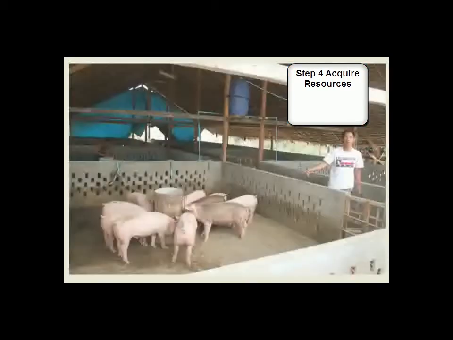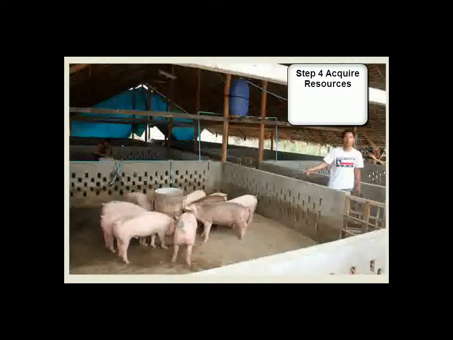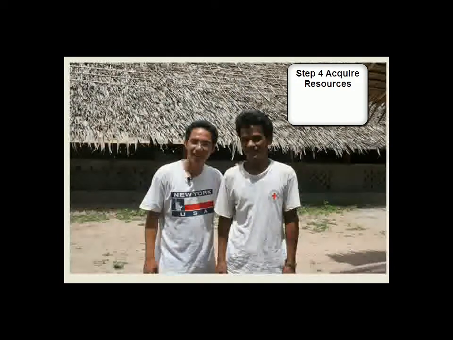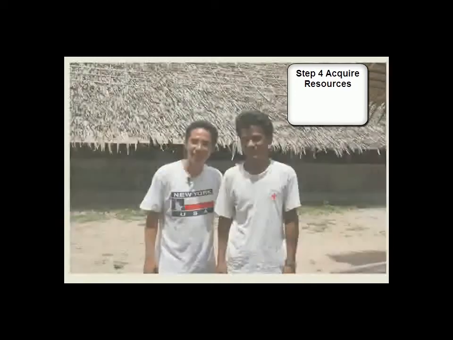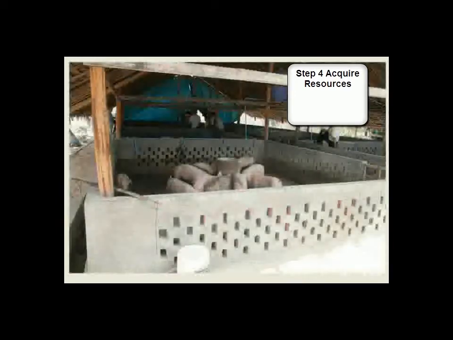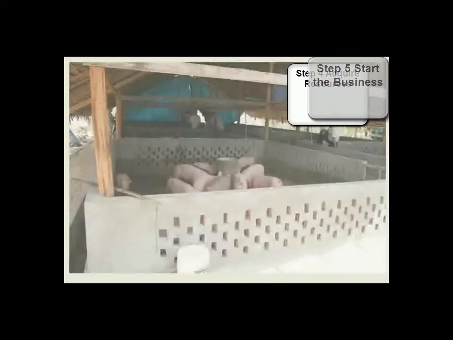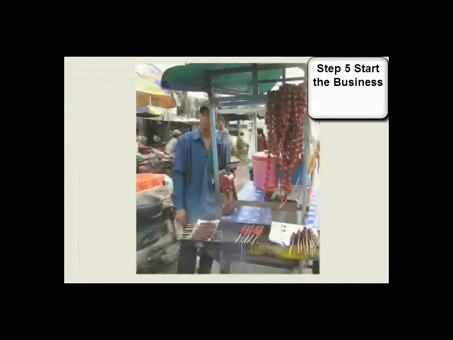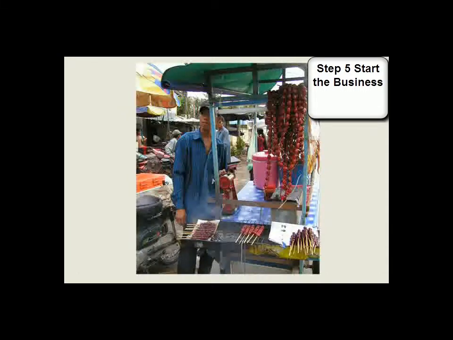Vesna also used his savings and a contribution by his family to start his business. With the money, Vesna leased some land from his uncle and hired workers to help construct and run the farm. Currently, Vesna has 120 pigs and several customers who purchase his pigs on a regular basis.